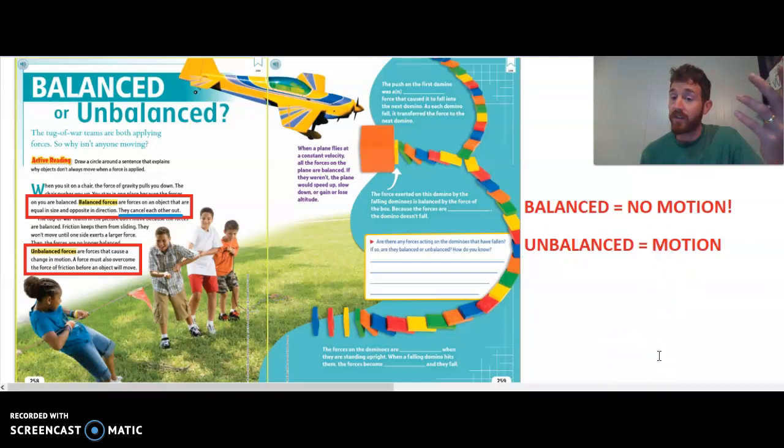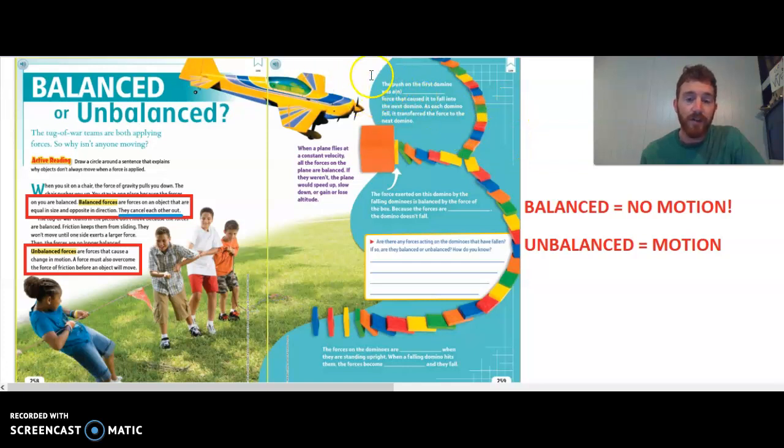So if there's no motion, but there is force, those must be balanced forces. If there is motion, it's due to an unbalanced force, okay? So we're going to look through this example of using dominoes and how they might go, and we're going to talk about whether these are unbalanced or balanced forces, okay?